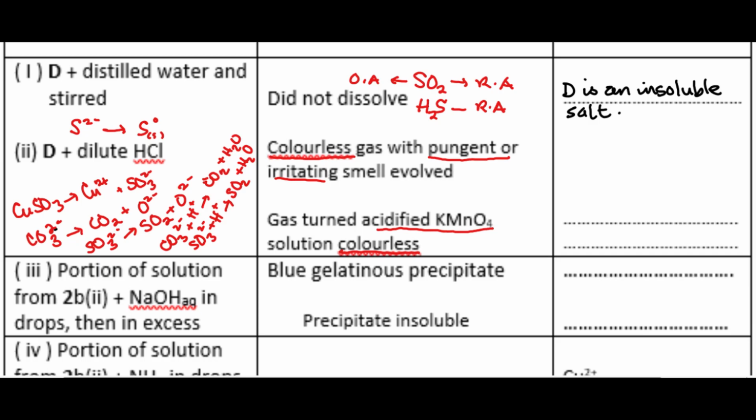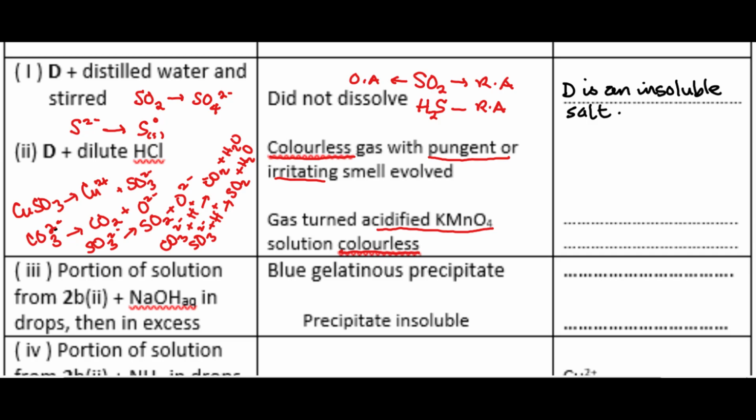On the other hand, acidified KMnO4 oxidizes sulfur(IV) oxide to SO4 2-. So that's tetraoxosulphate(VI). In other words, SO2 will be oxidized to SO4 2-. That's from +4 to +6, right? And there will be no yellow deposit. So once that happens, it means that gas is obviously sulfur(IV) oxide.